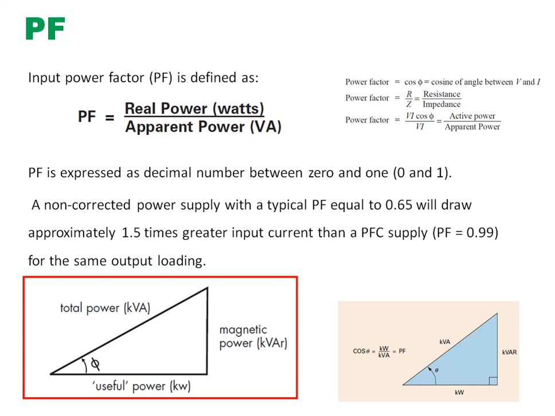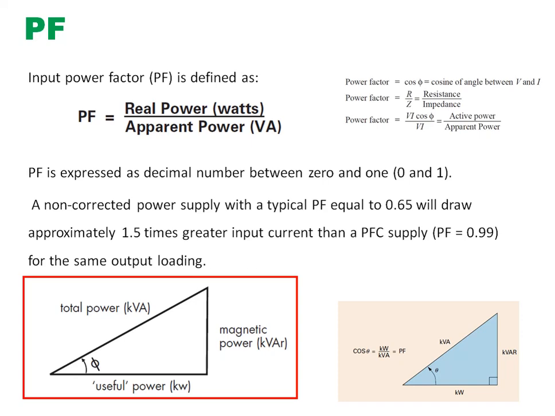Let's start with the definition of power factor. The power factor is defined as the ratio between the real power and the apparent power. That means watts divided by VA. You may remember from high school that power factor is cos phi, the cosine of the angle between the voltage and current. We are going to see where it is applicable and where it is not. The most generic definition of power factor is the ratio between the real power and the apparent power.